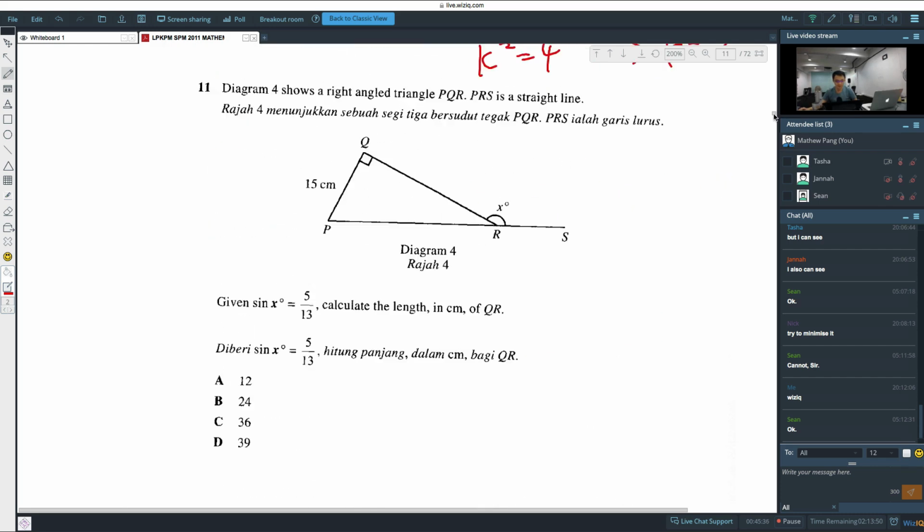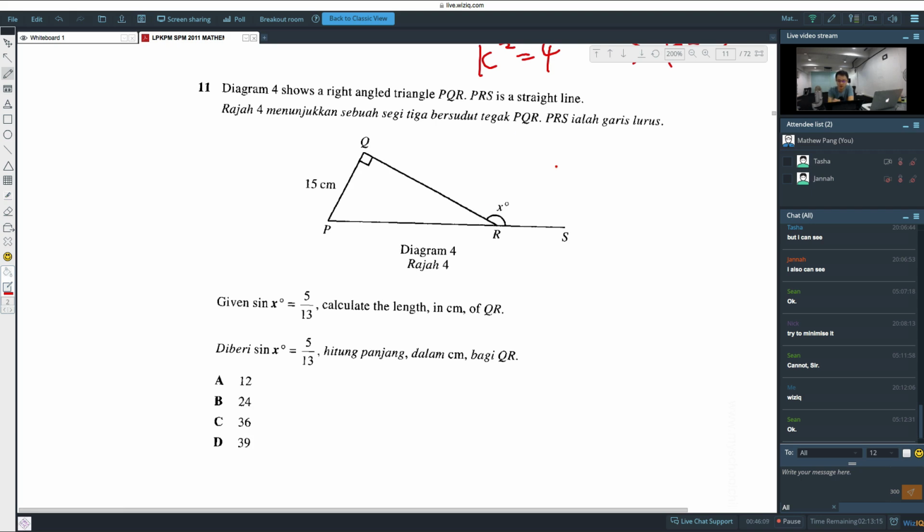Diagram 4 shows the right angle triangle PQR and PRS is a straight line. So sine x equals 5 over 13, and the question asks you to calculate the length in centimeter of QR. In this case, you can find out x is actually outside of the triangle, meaning you couldn't straight away use the x to solve it, because you never see any right angle triangle for the x.